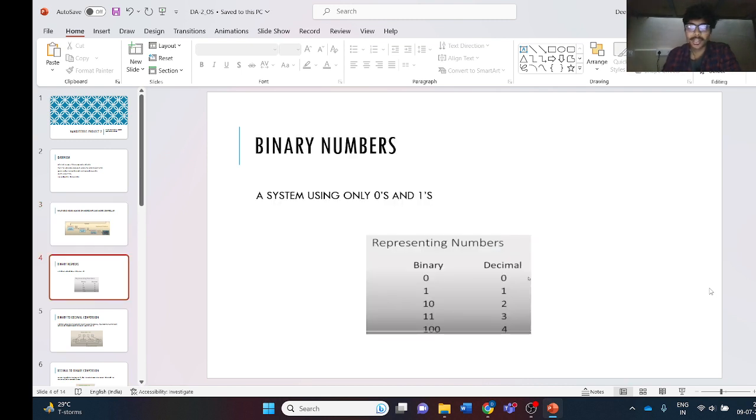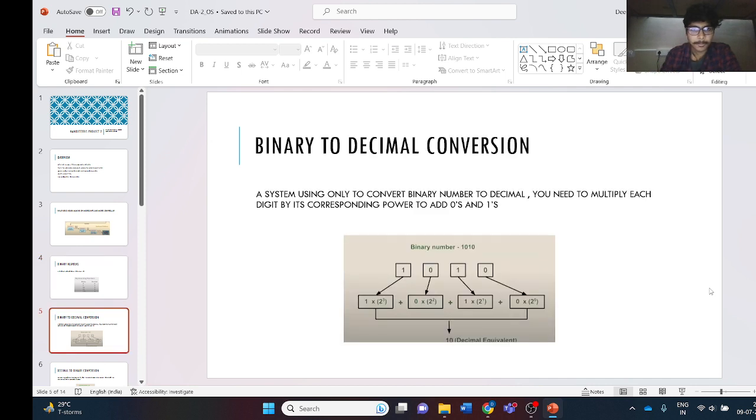So binary numbers. What are binary numbers? A computer doesn't understand a complicated language that we give as input. It converts all our given commands into binary numbers such as zeros and ones. So how are binary numbers represented? Basically, binary 0 is written as decimal 0. Binary 1 is decimal 1. And binary 10 is 2. Binary 11 is 3. And 100 is 4. It's written in powers of two form. We'll study it in the next slide.